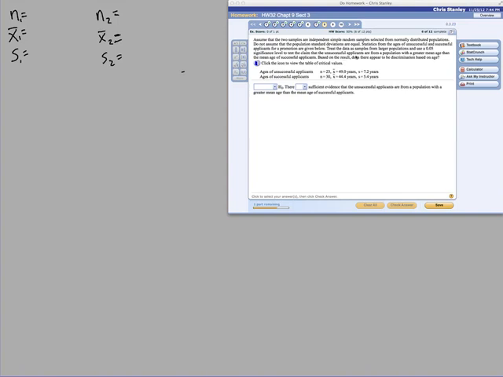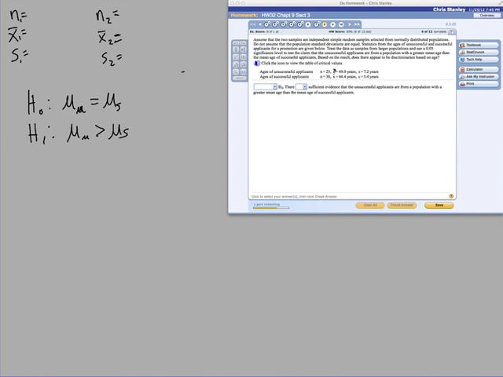Test the claim that the unsuccessful applicants are from a population with a greater mean age than the mean age of successful applicants. So let's see if this number is statistically greater than this number. So my null will never be in x bars. I know this x bar is greater than this one, but the question is whether the mean ages of the unsuccessful applicants are equal, we have to assume that they're equal, and the alternative is that the mean age of these is greater. Okay, so this is a 2 sample t.